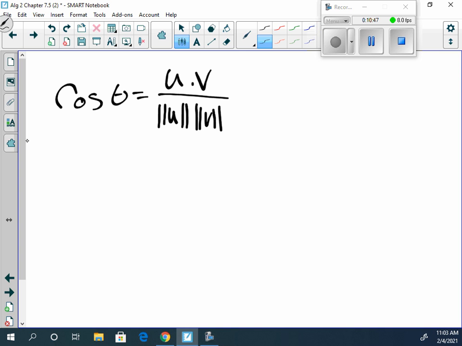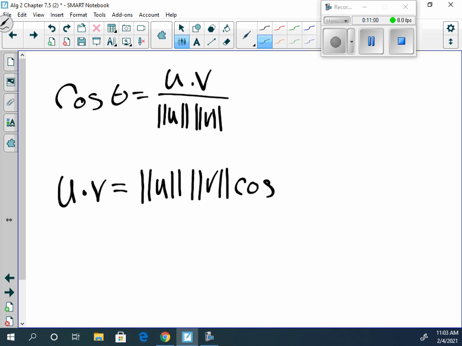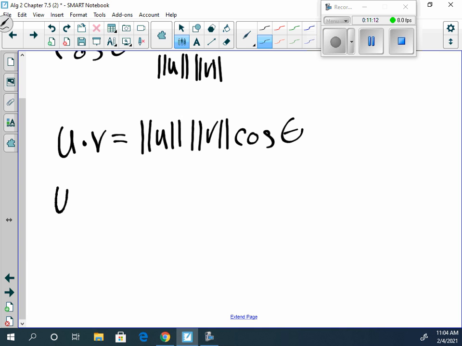If only we had a formula that used two magnitudes and an angle. Okay, there we go. We can manipulate this to say that u dot v is equal to the magnitude of u times the magnitude of v times cosine theta, because I'm just multiplying both sides by the magnitudes, which cancel out, leaving us with just the dot product equal to everything else, which makes this a little bit easier, because we'll pick one of them.